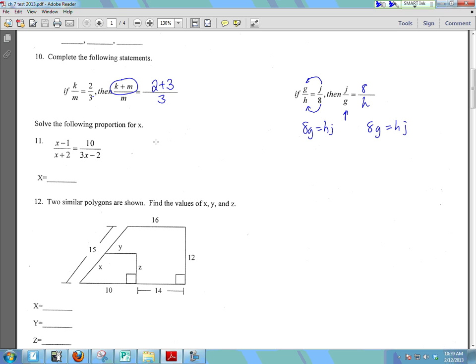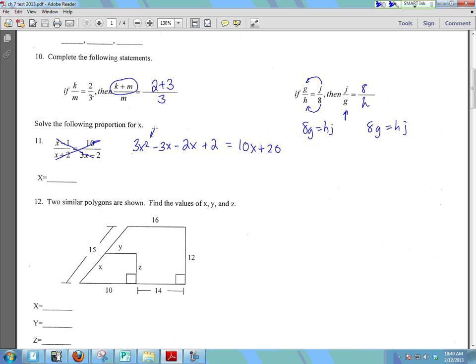Okay. Looking at number 11, cross products again. I want to cross multiply. When I cross multiply, I'm going to get 3x squared minus 3x minus 2x plus 2. That's what that cross product is. And that's going to equal then 10x plus 20, which is that cross product.